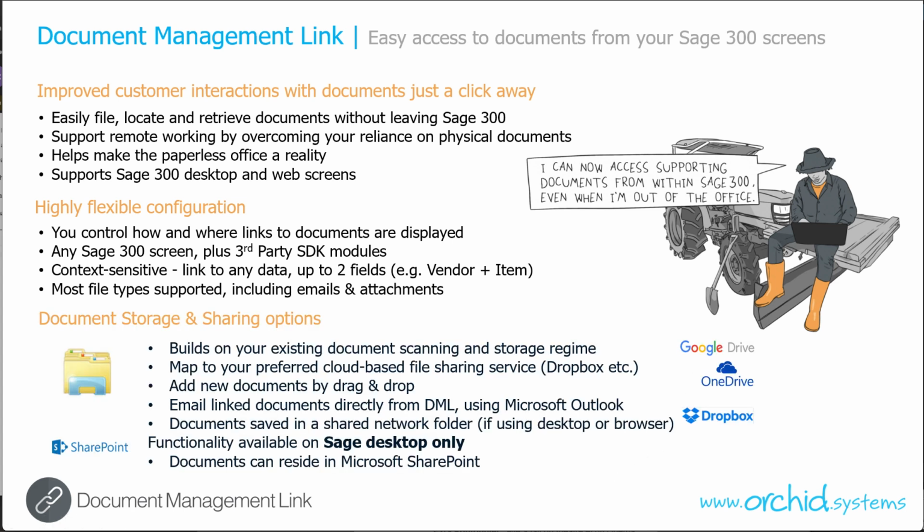You have various document storage options, so you can build on your existing document scanning and storage regime. In the initial release of support for the web screens, documents have to be filed in a network folder, and you can sync your cloud-based file sharing service such as Dropbox or OneDrive or Google Drive to a network folder and link your documents that way.